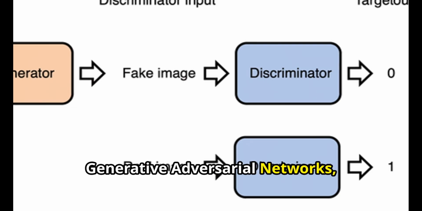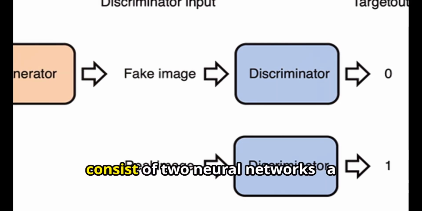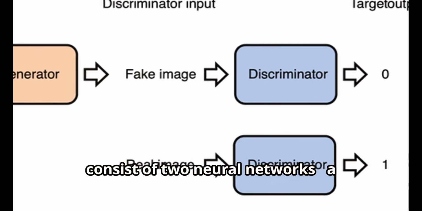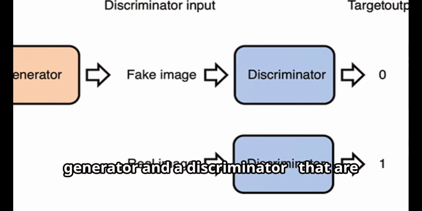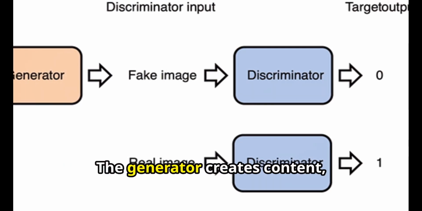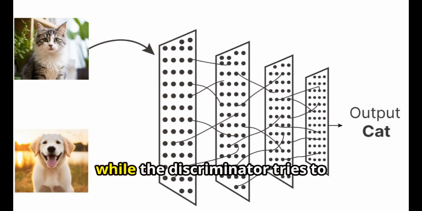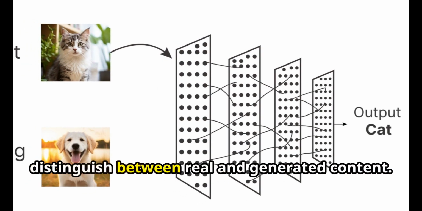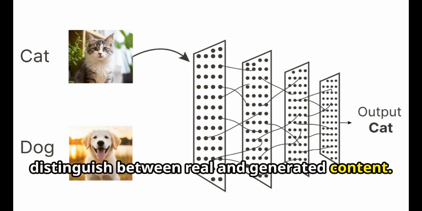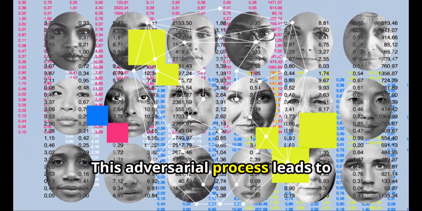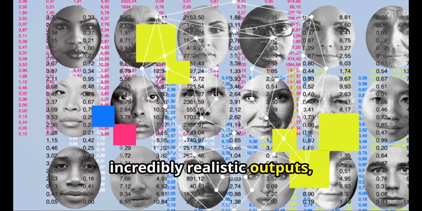Generative adversarial networks, or GANs, consist of two neural networks, a generator and a discriminator, that are trained together. The generator creates content, while the discriminator tries to distinguish between real and generated content. This adversarial process leads to incredibly realistic outputs, especially in image generation.